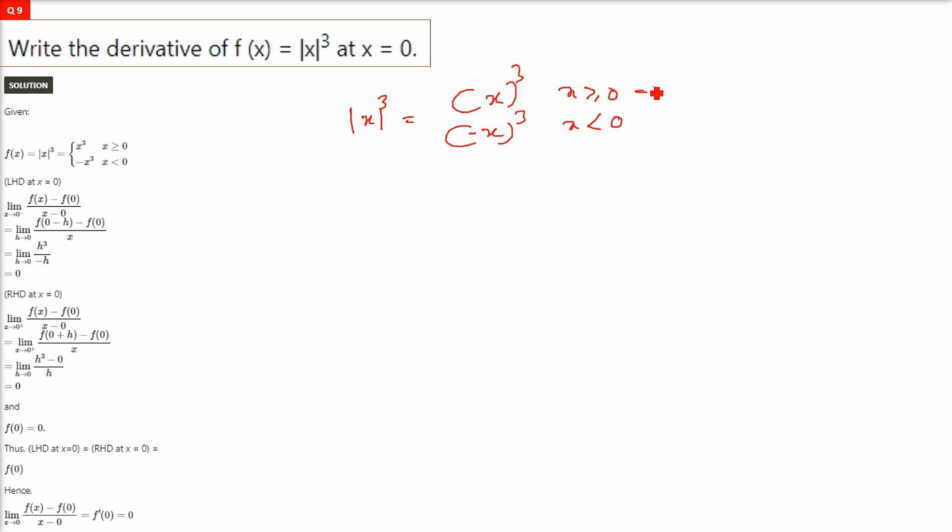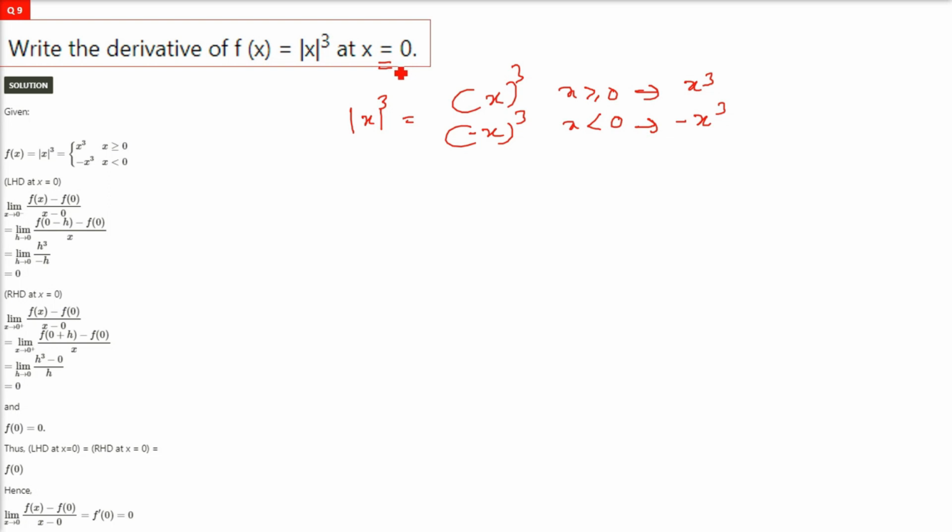What are you going to get? x cube is x cube. And negative x cube, negative to the power of odd will always be negative, so negative x cube. So write the derivative. How are you going to find out the derivative? You can do it using the left hand derivative and right hand derivative. The values are going to be the same.